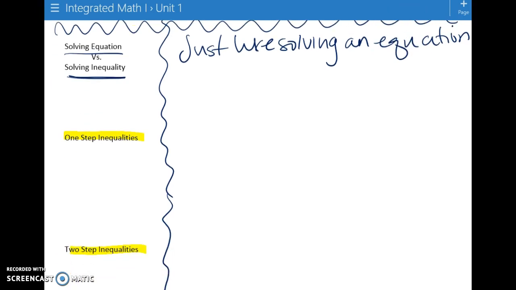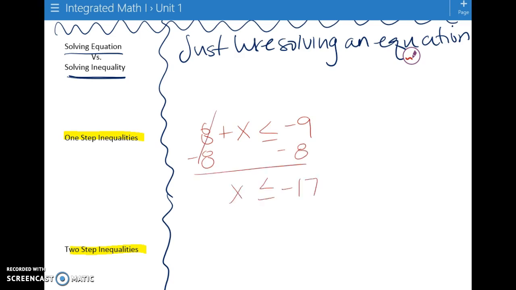First one, let's do some one-step. 8 plus x is less than or equal to negative 9. I'm going to subtract 8 on both sides. That cancels out, so I get x is less than or equal to negative 17. Or, remember, that's the same thing as negative 17 is greater than or equal to x.